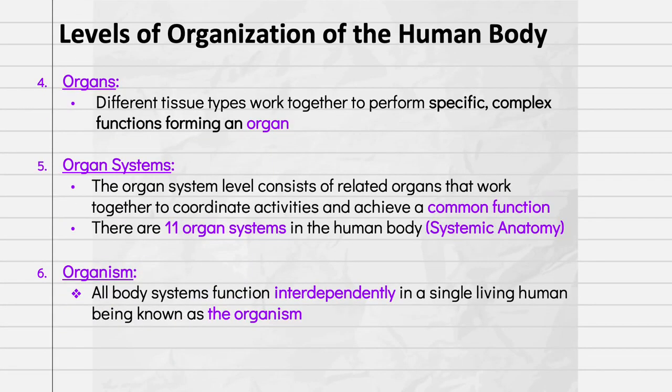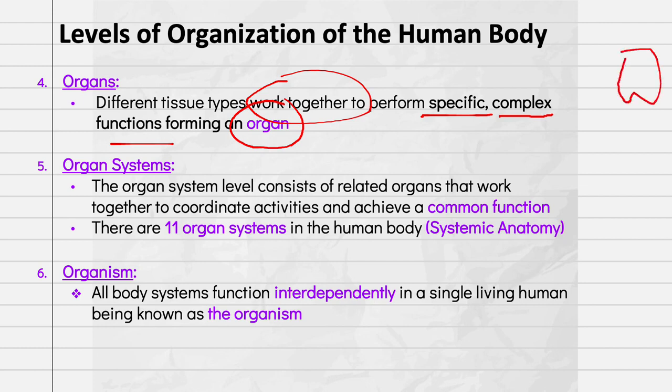After the tissue level, different tissues work together to perform specific but relatively complex functions, and these form an organ. So when different tissues work together and perform a specific and complex function, they form an organ. And many organs, such as in the renal system, we have the kidney, then the collecting tubule, then the ureter, and the ureter opens into the urinary bladder, and then we have the urethra.